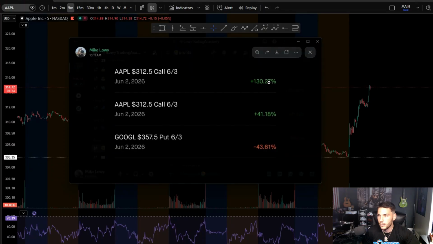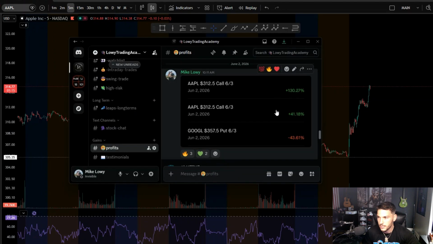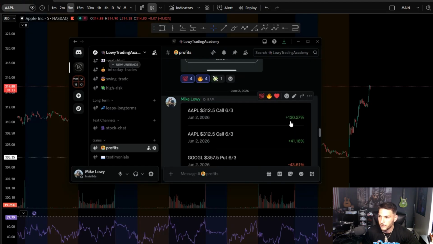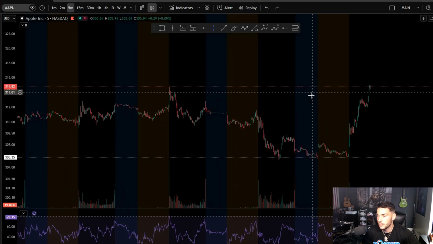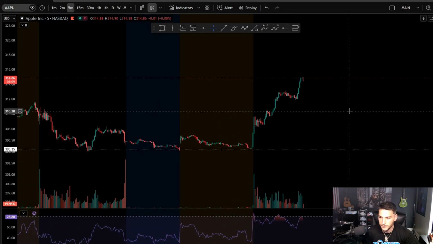Look at that, 130%, 40%, and a small loss on Google. It wasn't even a full position size, so I only lost like $80 on it. I think nothing crazy, but then made it back tenfold. So, how to trail this trade and how I did trail this trade.